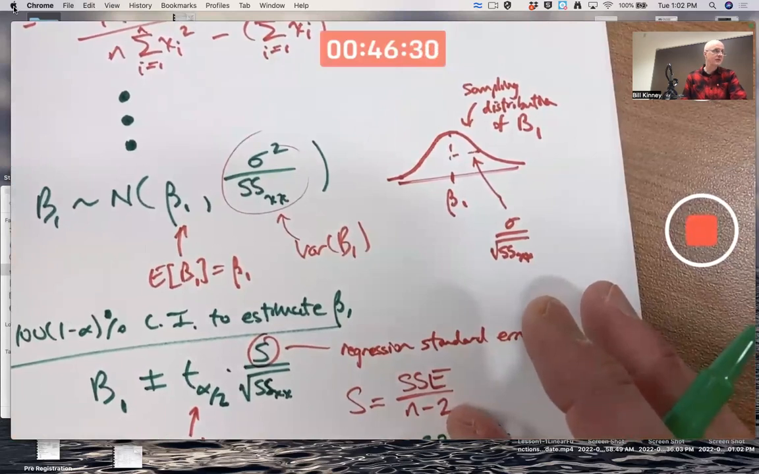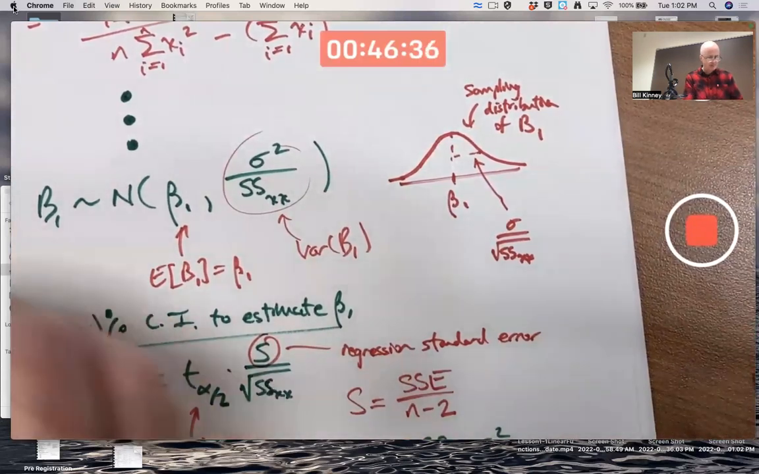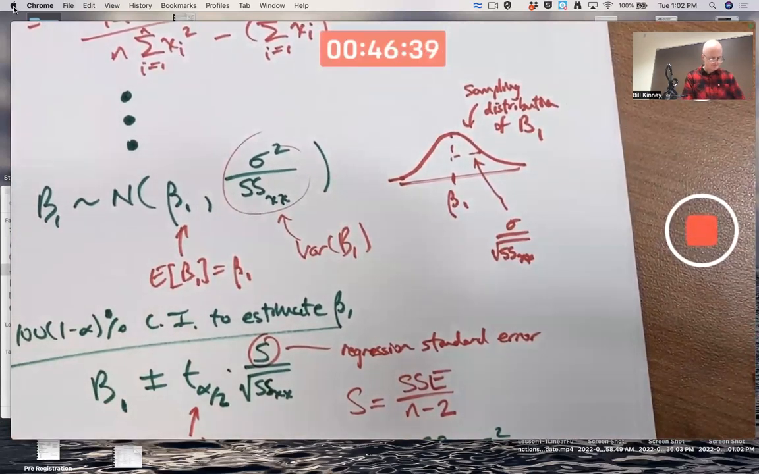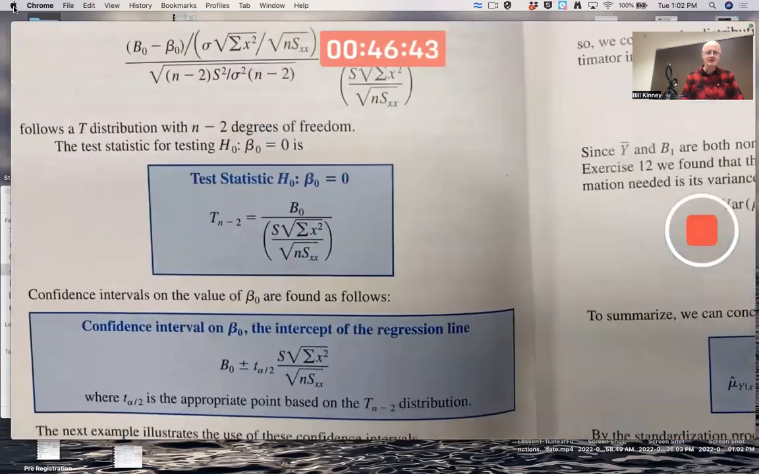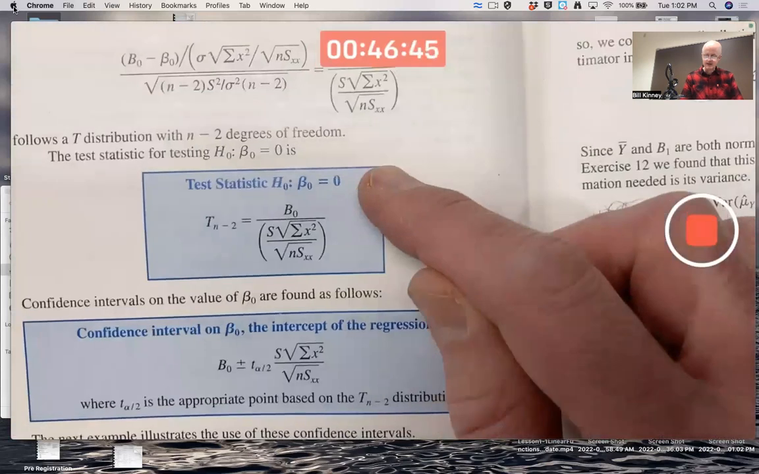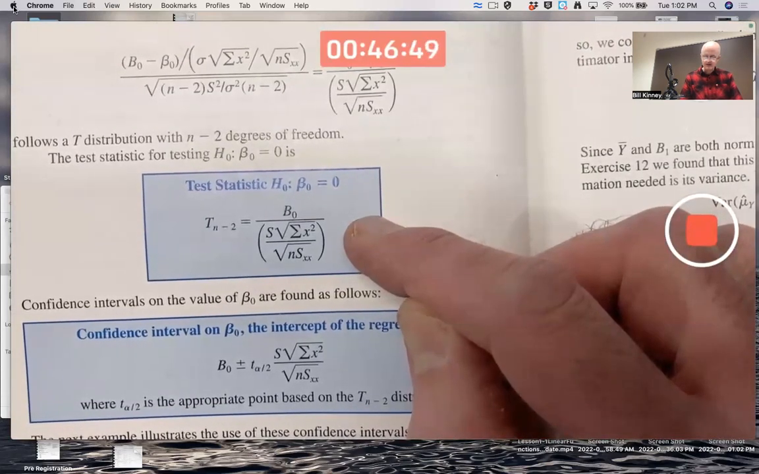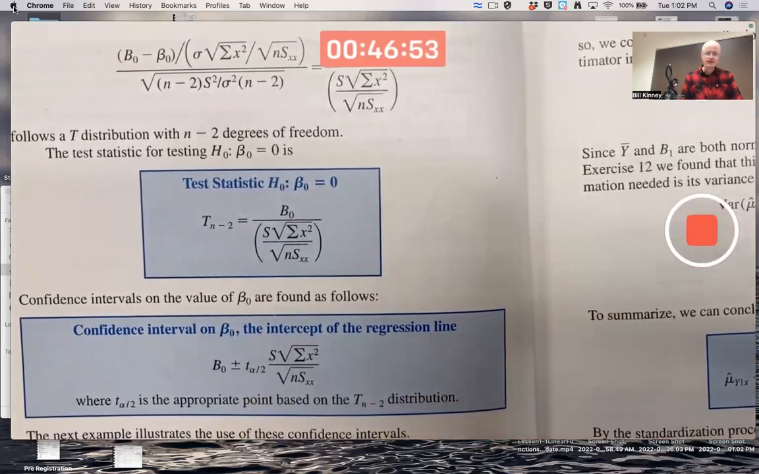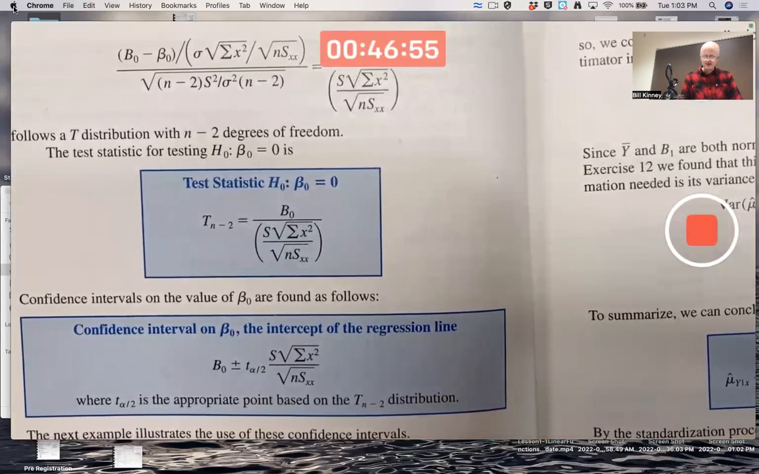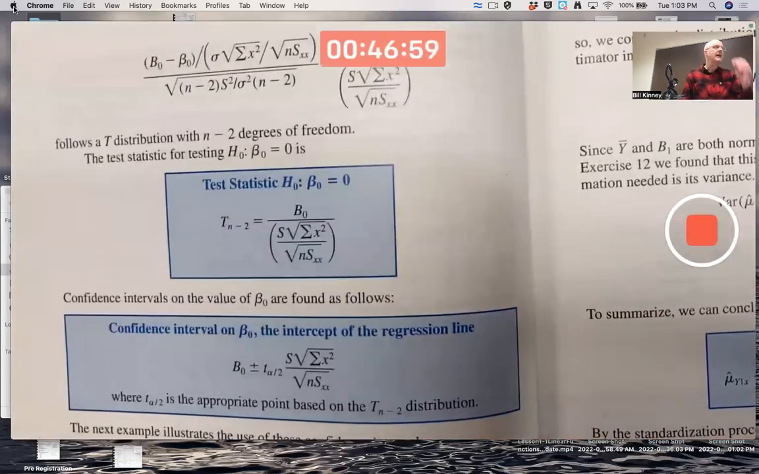Can we do a confidence interval and hypothesis test for the intercept instead of the slope? Page 398, test statistic to see if the intercept is 0 or not. Oh, even more complicated. Confidence interval for the intercept, page 398. Formulas are even more complicated. The general idea is the same.